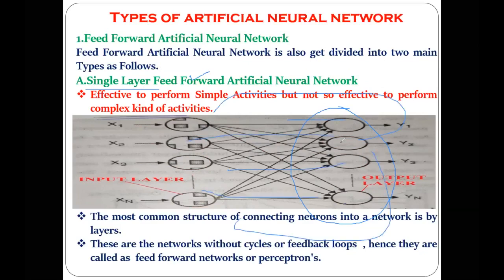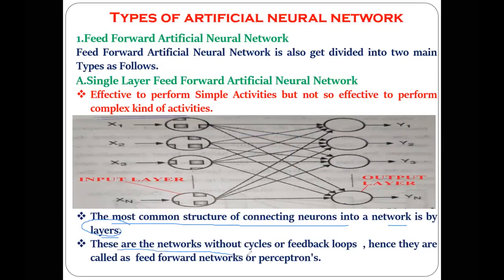No. It means there is no feedback coming from the output layer to the previous layer, and that is the reason it is called the feed forward neural network. Okay, so the same points I have mentioned here. The most common structure of connecting the neurons into a network is by layers. This particular arrangement of connecting the neurons in the network is called the layer structure. These are networks without cycles or feedback loops, hence they are called feed forward networks.